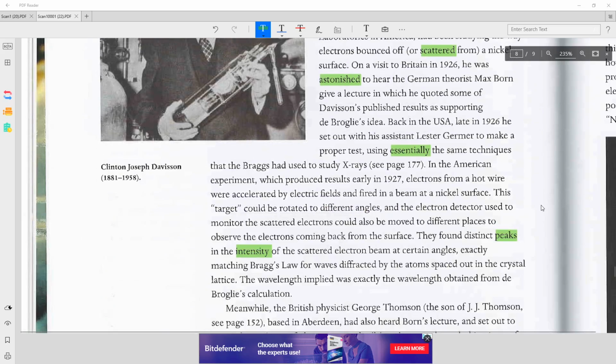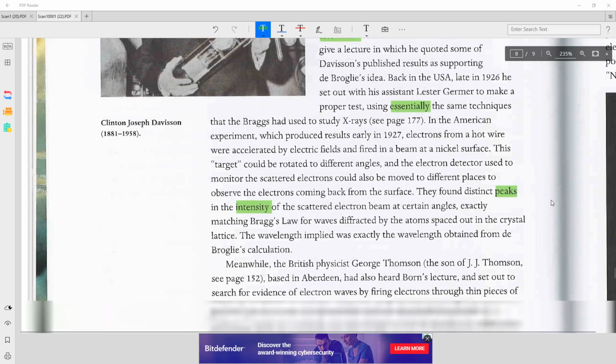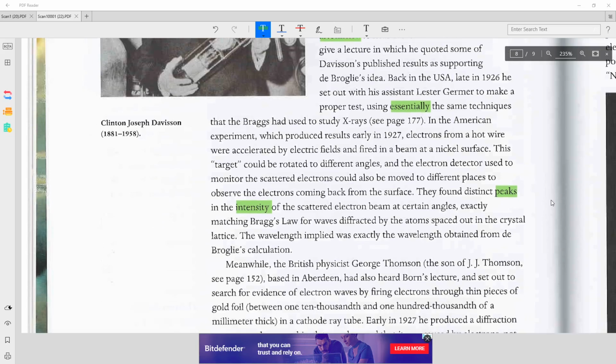Back in the USA, late in 1926, he set out with his assistant Lester Germer to make a proper test, using essentially the same techniques that the Braggs had used to study X-rays. In the American experiment, which produced results early in 1927, electrons from a hot wire were accelerated by electric fields and fired in a beam at a nickel surface.